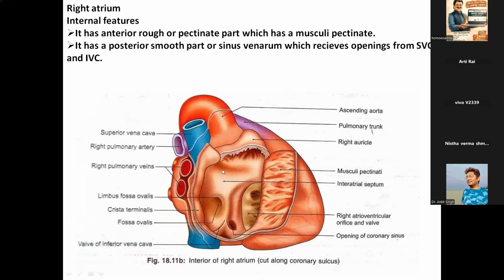Okay. So this is regarding the right atrium, right? We divide the internal features into two parts: the anterior rough pectinate part, which contains the musculi pectinati, and the posterior smooth part, which we call the sinus venarum, which receives the opening of the superior and inferior vena cava. Okay. So clear up to now. Shall we move further?